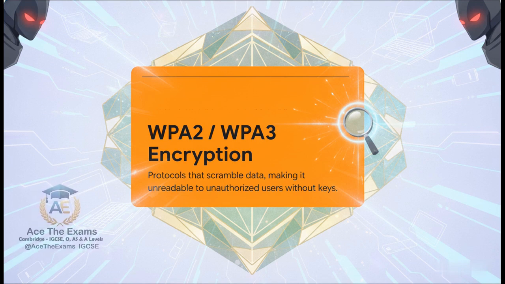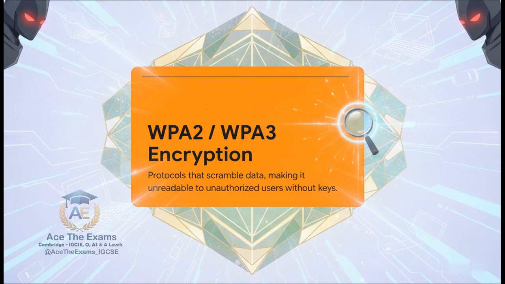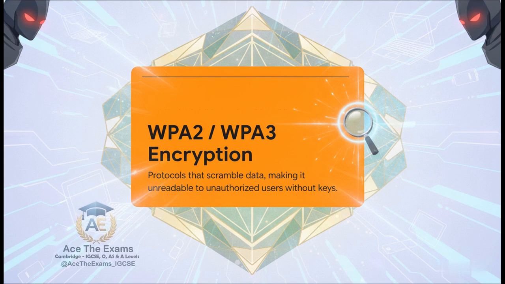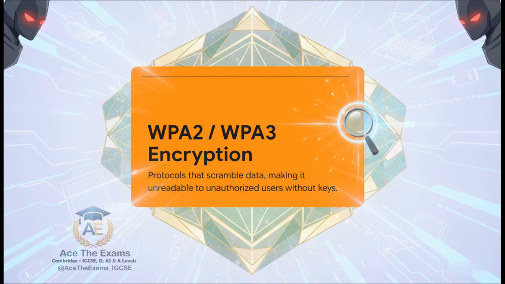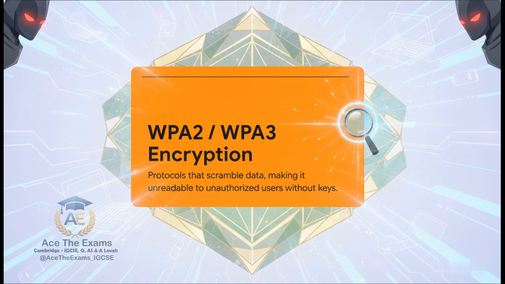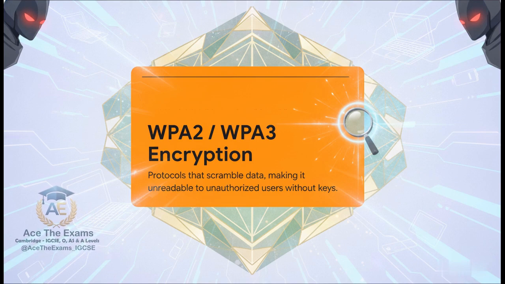Look, because wireless signals propagate through the open air, they can be super easily intercepted by anyone nearby. This makes securing wireless communication a paramount concern to prevent data breaches. Therefore, robust encryption is absolutely required. Protocols like WPA2 or WPA3, that's Wi-Fi Protected Access, scramble the transmitted data, making it completely unreadable to unauthorized users without the specific encryption keys.